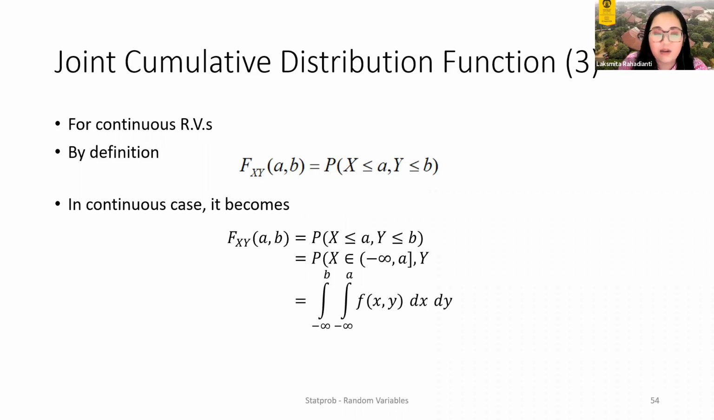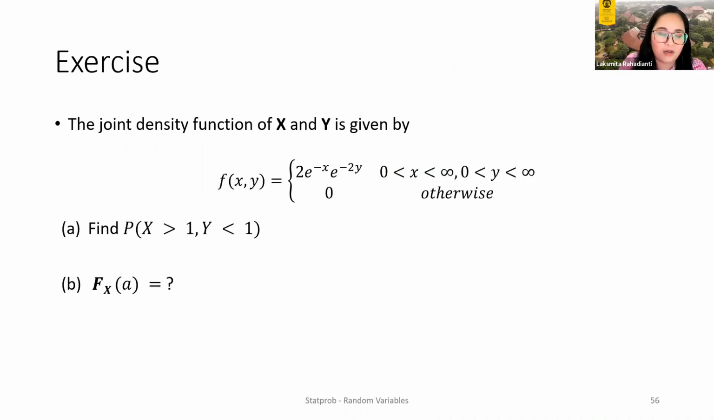Okay, sounds daunting? Don't worry, we have a sample here. So let's look at this question. The joint density function of X and Y is given by this equation. You are asked to find P(X larger than 1 and Y smaller than 1). So as we previously denoted, when I'm trying to compute this, I need a double integration. So the first integration that I need to do is X. So let's write down the equation first.